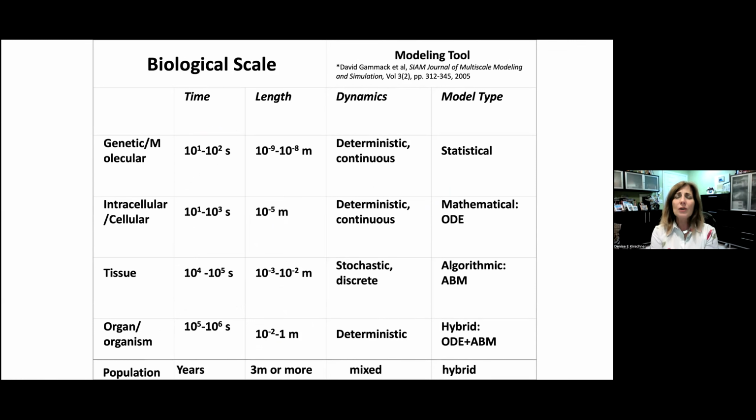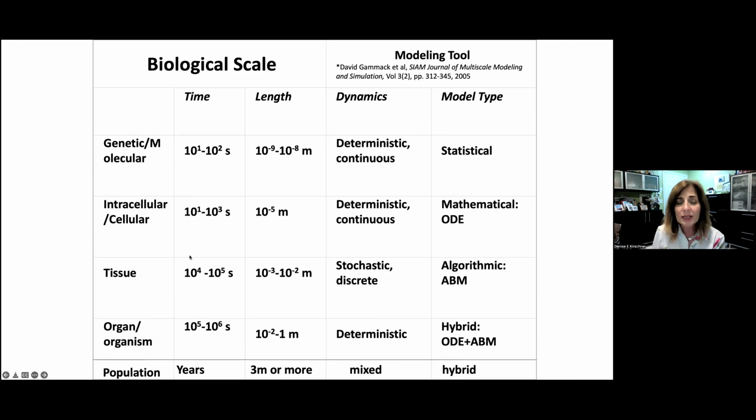I think the first thing you have to think about is the biological scale and what modeling type might be the best to represent it. So for example, at the genetic or molecular scale, the time scales are something very quick, 10 seconds or something, maybe even shorter. The length scale is very tiny. Intracellular scale is maybe a little bit longer than the gene molecular scale. Again, length scale is small.